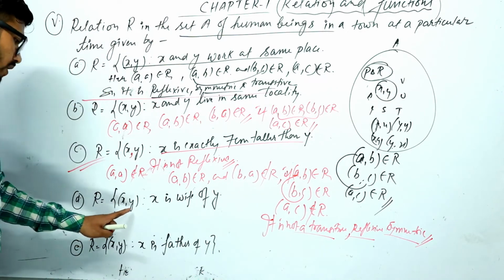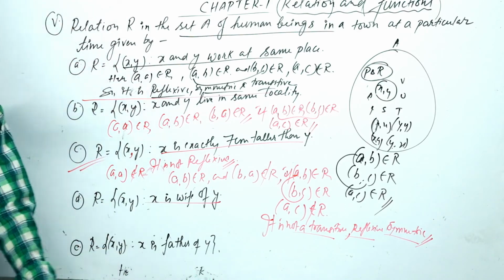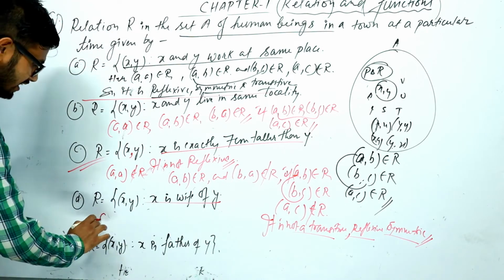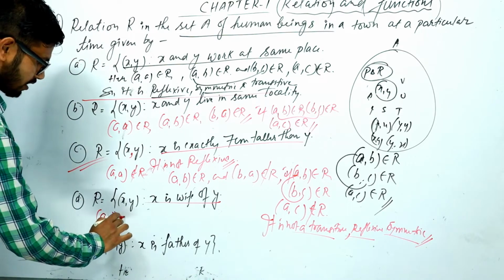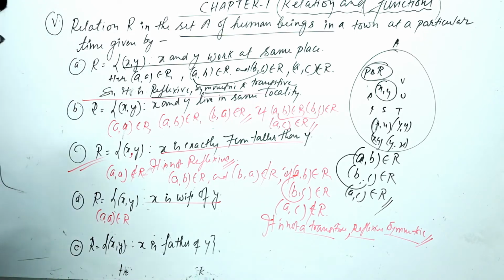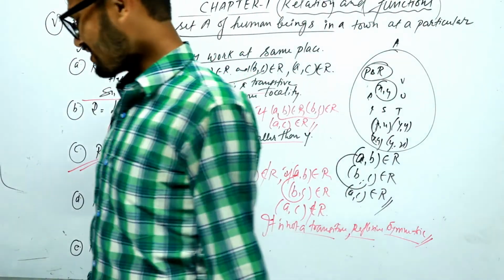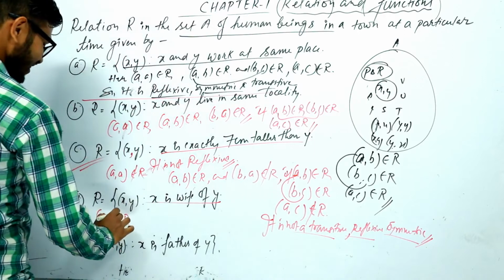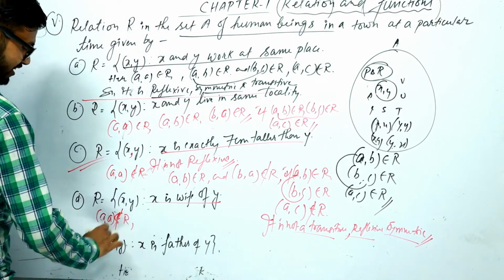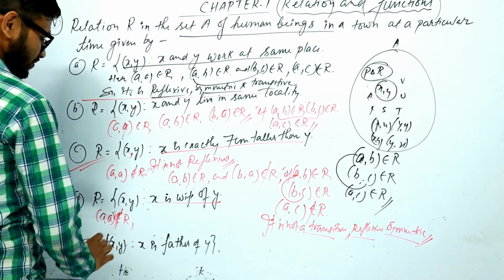Third part, x comma y. x is the wife of y. Can I say here a comma a belong to R? Is x the wife of x? Can somebody become a wife of himself or herself? So no, definitely not. It is not possible. Now it is not reflexive.